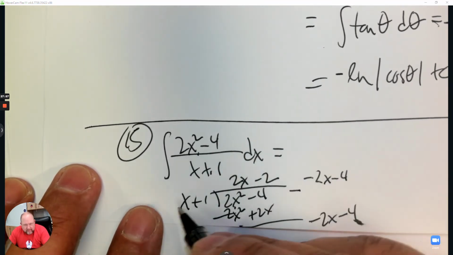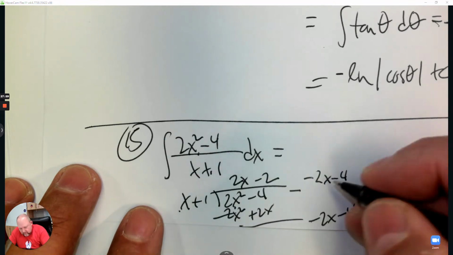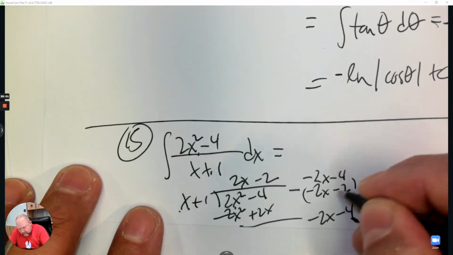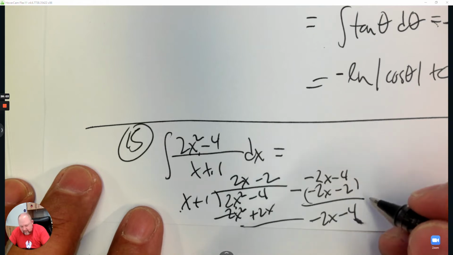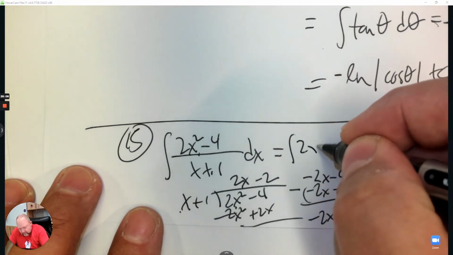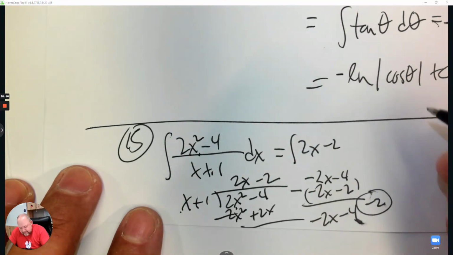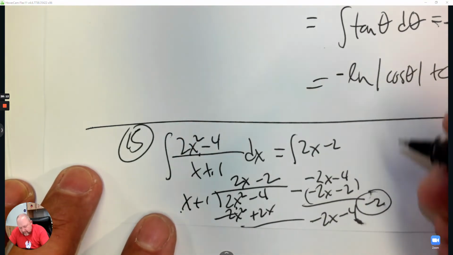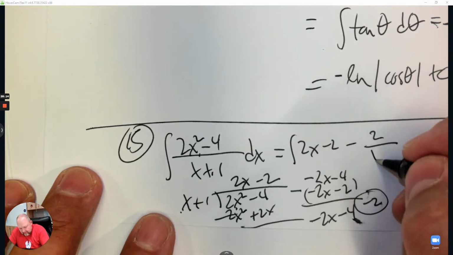The remainder would be negative 2x subtract 2. Be careful when you subtract a negative. You're adding, so the remainder is negative 2. So I'm going to start with 2x minus 2. And then the remainder over x plus 1.